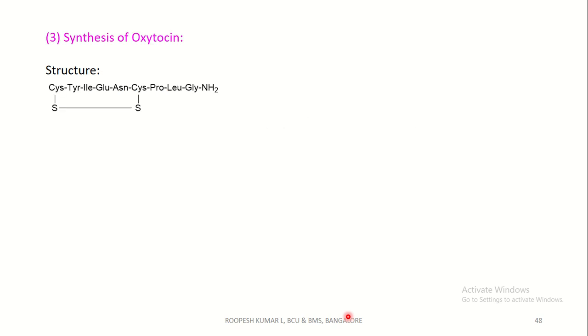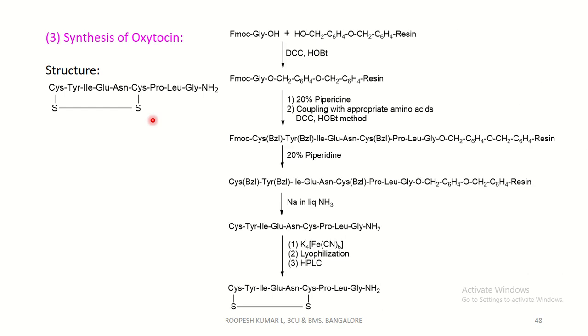And coming to the synthesis of oxytocin, which is very important, containing 9 amino acids with the disulfide bridge. The synthesis of oxytocin starts from FMOC glycine. Treatment with Wang resin, DCC-HOBt, we get a FMOC glycine attached to Wang resin. To this, deprotection using 20% piperidine to deprotect FMOC and coupling with appropriate amino acids.